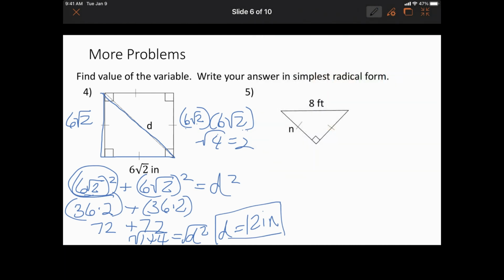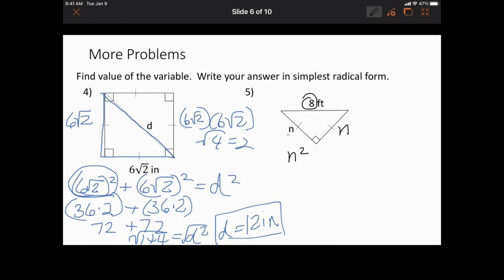Okay, let's try this one. All right, well, this one's similar. We have 2 sides that are equal, but this is n. So this is n, this is also n. All right, so you can still use the Pythagorean theorem. This is going to be our hypotenuse c.